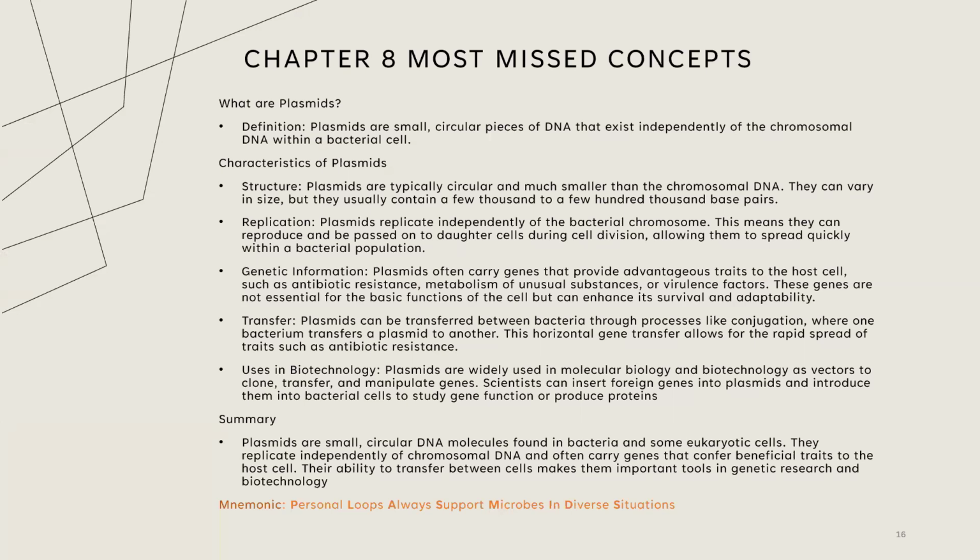All right, so chapter 8. Now, this is our genetic engineering chapter. What are plasmids? You wouldn't think I would have to put that on this, but this is a very commonly missed question on my exams. Plasmids are extra little bits of circular DNA. So they are circular and they are DNA. They exist separately from the bacteria's chromosome. They're not part of the chromosome. They're an extra thing.